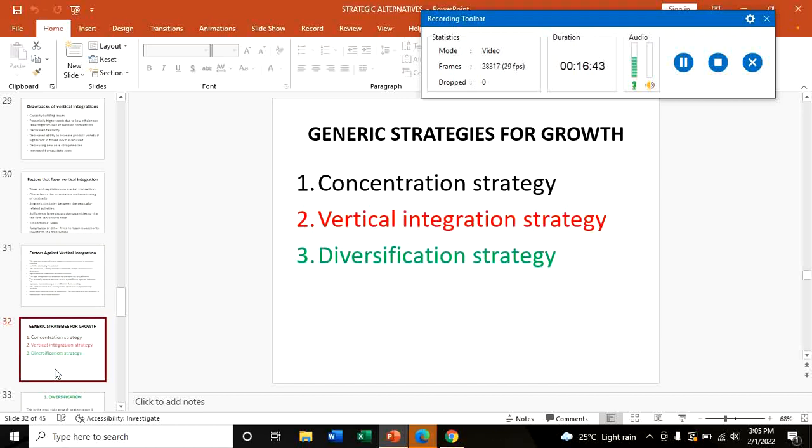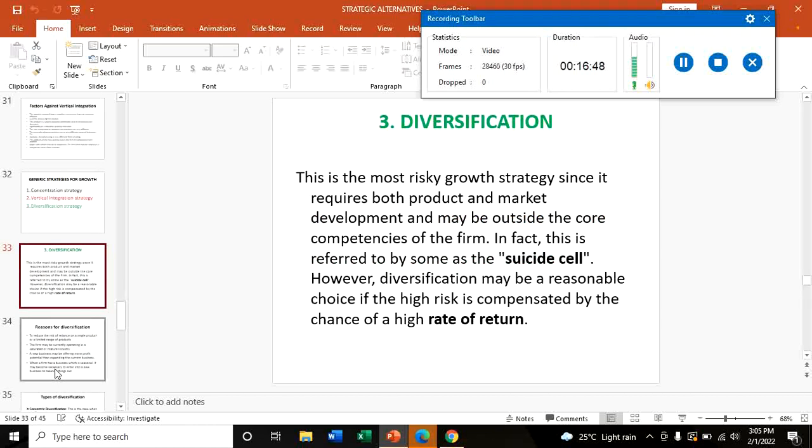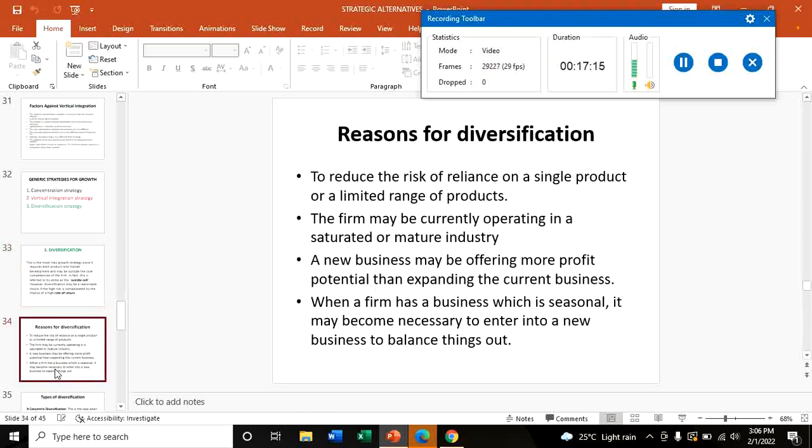So if you don't vertically integrate, you can do what we call diversification. What is to diversify? It is to change. This is the most risky growth strategy since it requires both product and market development and may be outside the core competencies of the firm. In fact, this is referred to by some people as a suicide sale. However, diversification may be a reasonable choice if the high risk is compensated by the chance of a high return on investment or rate of return.